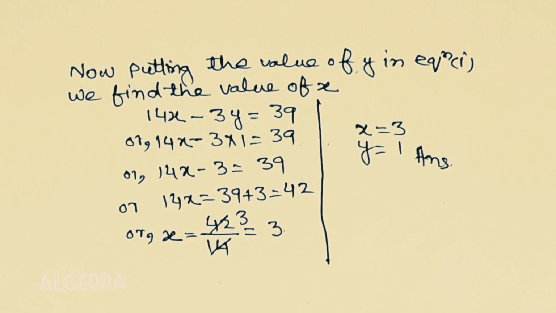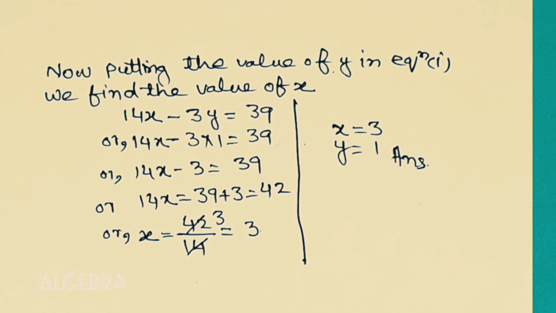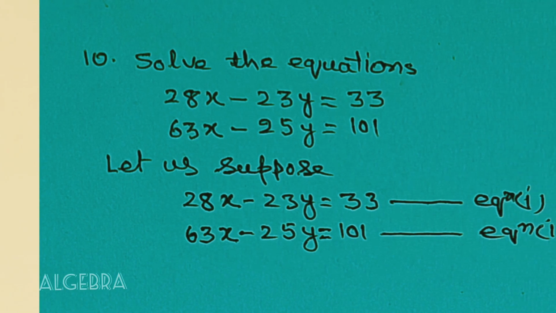14x minus 3y is equal to 39, or 14x minus 3 into 1 is equal to 39, or 14x minus 3 is equal to 39, or 14x is equal to 39 plus 3 is equal to 42, or x is equal to 42 by 14 is equal to 3. So x is equal to 3 and y is equal to 1. Answer 10. Solve the equations.